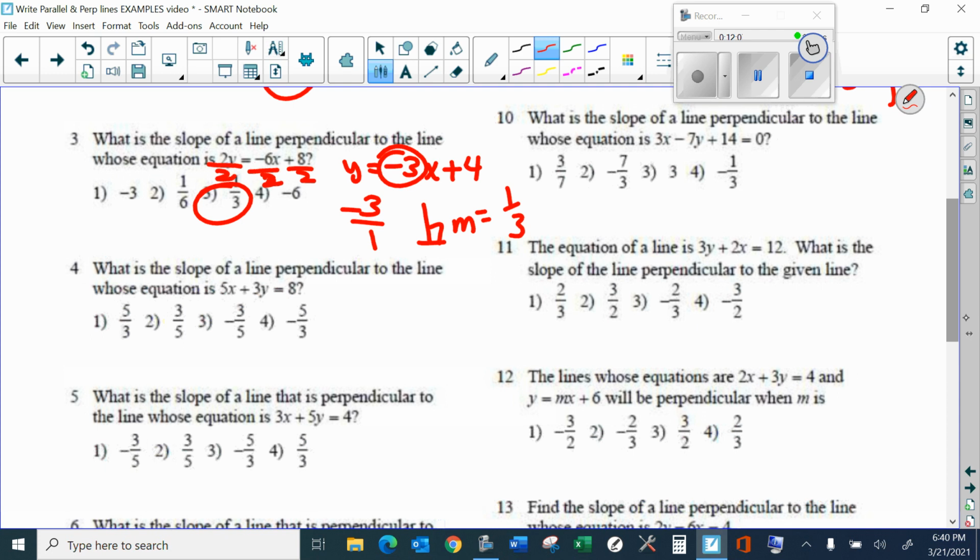Perpendicular again, I need to solve for y. Since y is negative right now, I'm going to add it across. So I have 3x plus 14 equals 7y. Divide by 7 on each term. So my slope is 3/7. Perpendicular is the negative reciprocal, so I want negative 7/3.